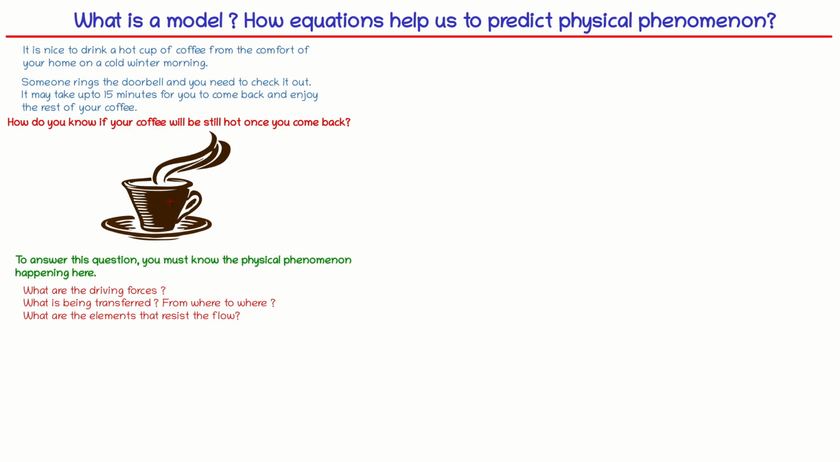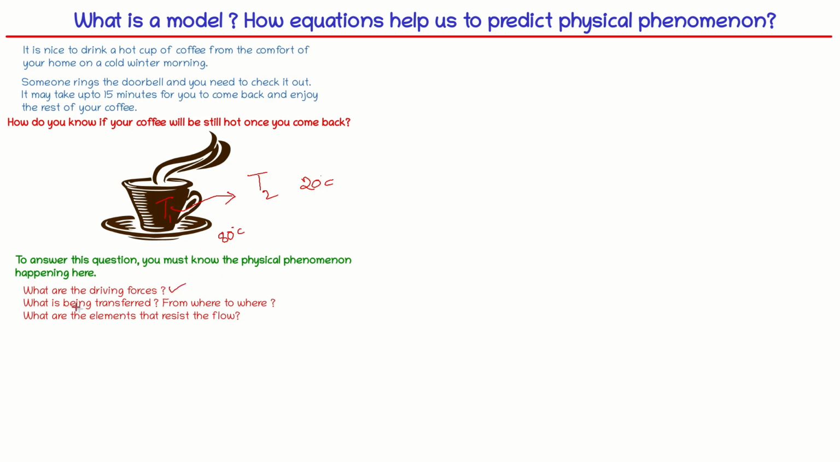So there is coffee at some temperature called T1, and there is ambient air flowing around it with a temperature T2. So if I say that the temperature of my coffee was 80 degrees Celsius at the start and my air was at 20 degrees Celsius, there is a temperature difference. And that temperature difference will drive the flow of heat from the coffee to the air. So that is my driving force.